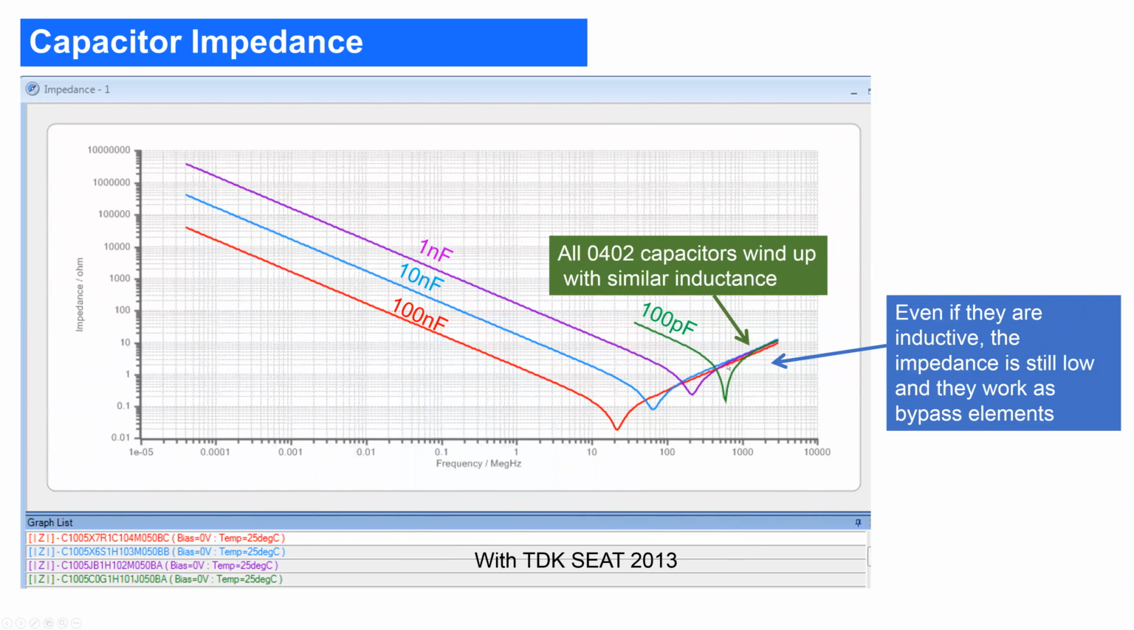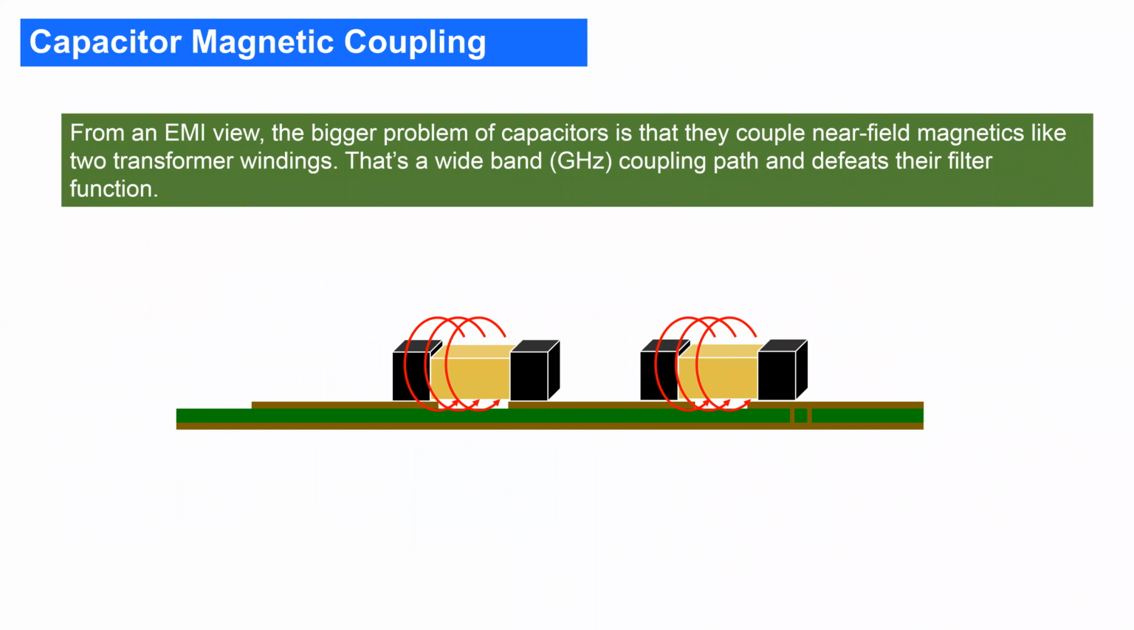But that's not the case. Only the phase shifts over 180 degrees. So it will be an inductive component, but it will still be fairly low impedance. So if you look for the 1 ohm line, even a 100 nanofarad capacitor will decouple pretty well at 300-400 megahertz. It will form at least an inductive 1 ohm short circuit. So even in the inductive area, as long as the impedance is low, they will still be a pretty good bypass element.